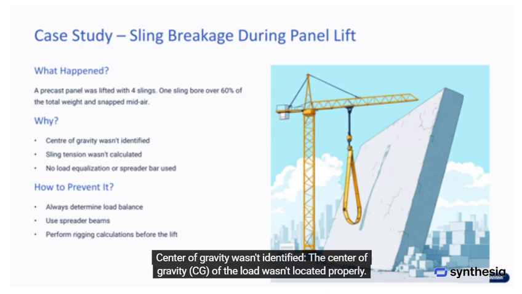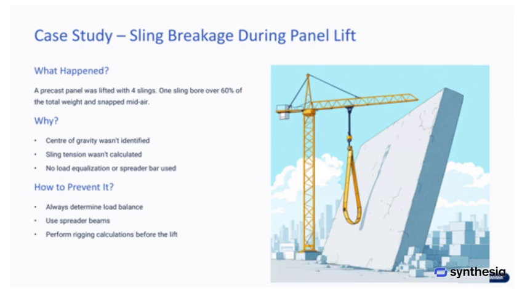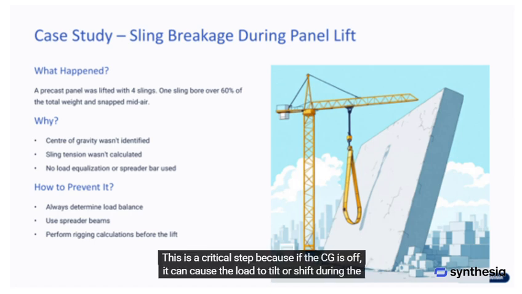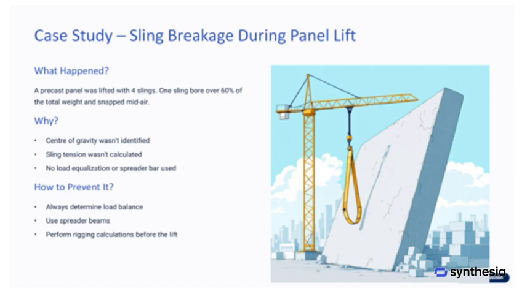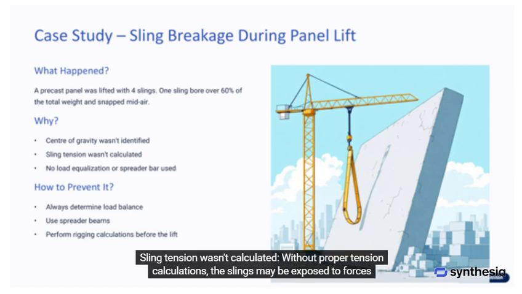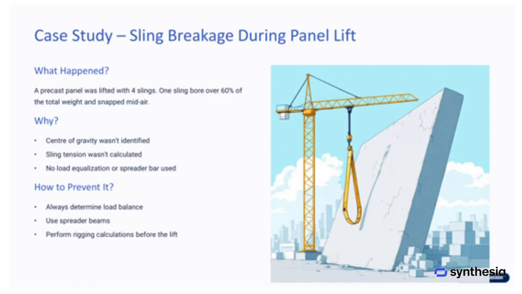Center of gravity wasn't identified. The center of gravity, CG, of the load wasn't located properly. This is a critical step because if the CG is off, it can cause the load to tilt or shift during the lift, placing more pressure on certain slings. Sling tension wasn't calculated. Without proper tension calculations, the slings may be exposed to forces far beyond what they were rated to handle. This increases the risk of failure.